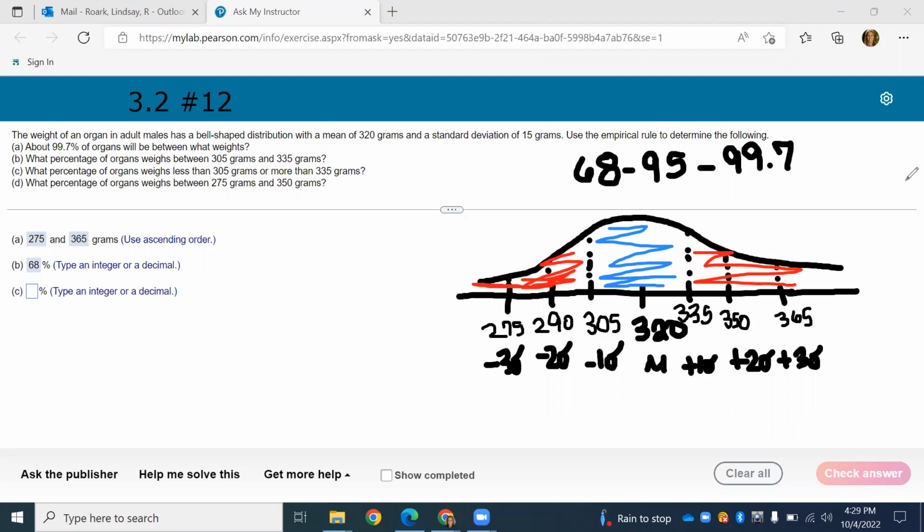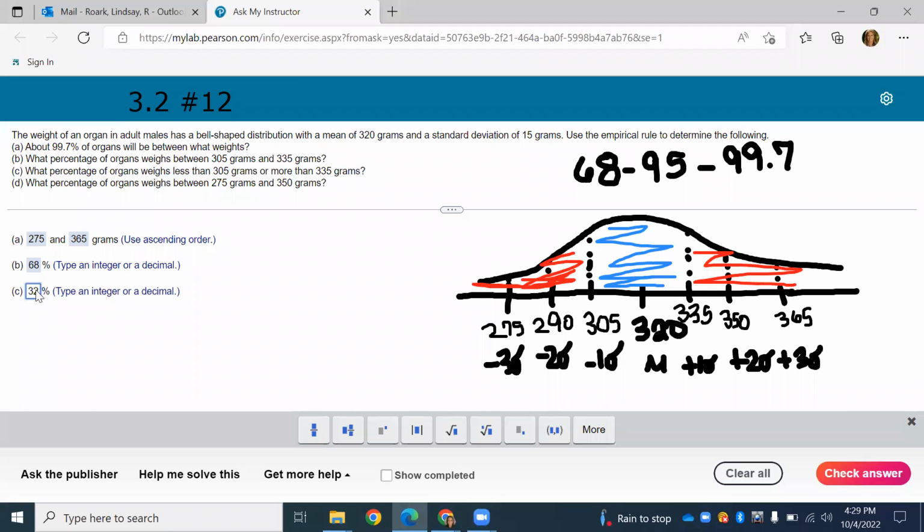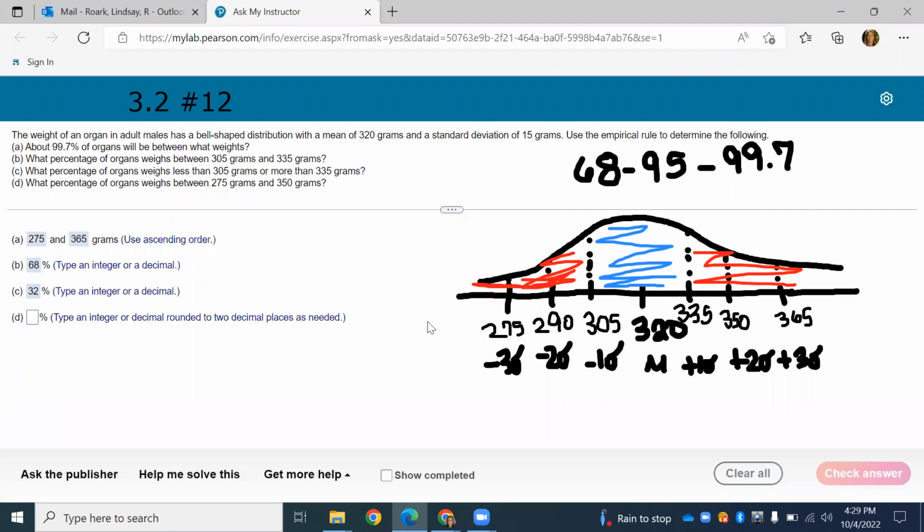Okay, so we already said that 68% of the data was in between. And again, remember that 100% of the data is all around this curve. So does it make sense for us to take 100% take away 68%? 100% minus 68% would give us 32%. There is another way to do this, which I can show you in a second, where you add up every little piece, and that works as well. So I will show that to you in a second after we answer part D.